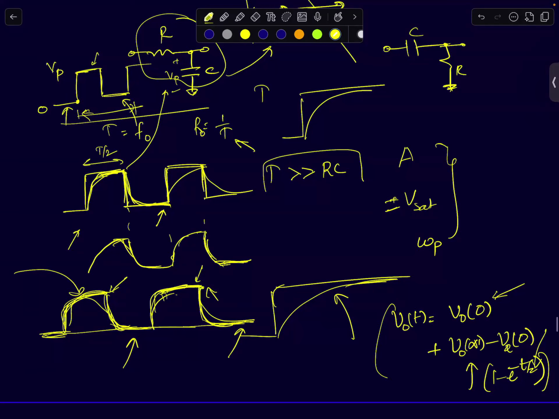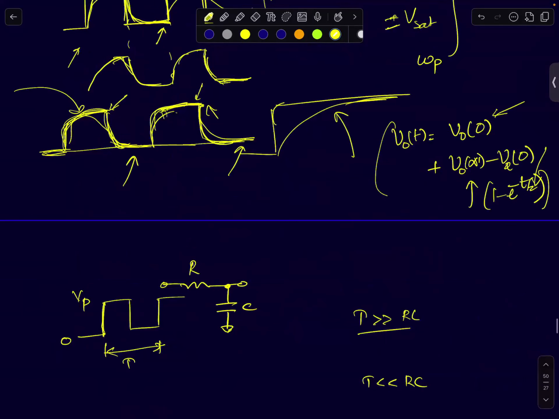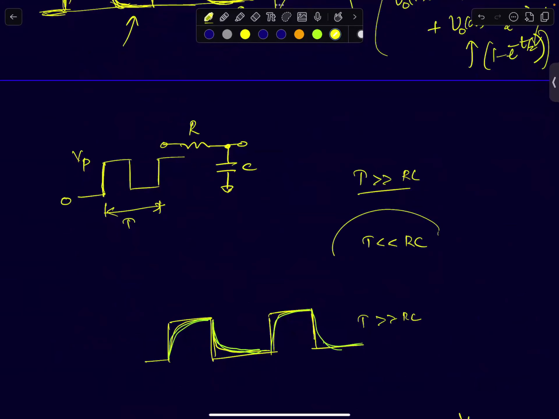Now we'll analyze the second, more extreme case. What if your time period is much smaller than the time constant? Time constant is a measure of how fast the system charges the capacitor. I'm saying that the time constant now is much greater than your input signal's time period. So what do you think the waveform will look like?